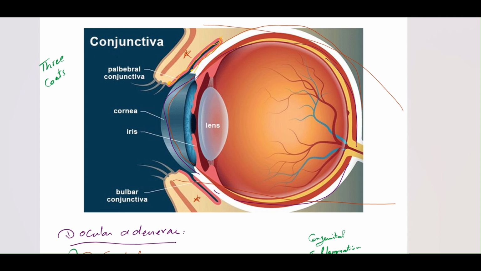While the posterior 5/6 are vascular, opaque, and it's called the sclera. Sclera is a protective outer fibrous coat of the eye, and it gives the eye its shape and protects the contents of the eyeball.